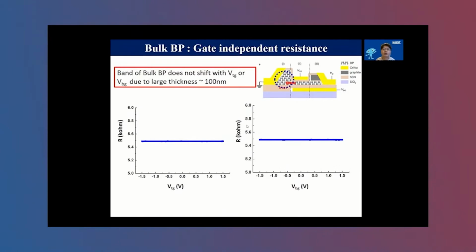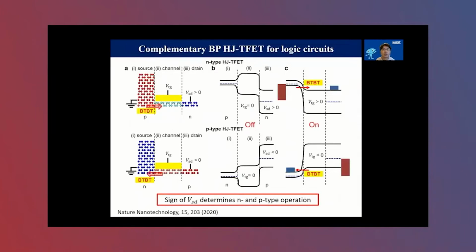Bulk BP had no gate dependence because of the large thickness, around 100 nanometer. If we gate, only the monolayer band shifts up and down. So basically, depending on the sign of the bias voltage, the device operates N-type or P-type. This is also a novel point of our device, because a single device can operate N and P-type.